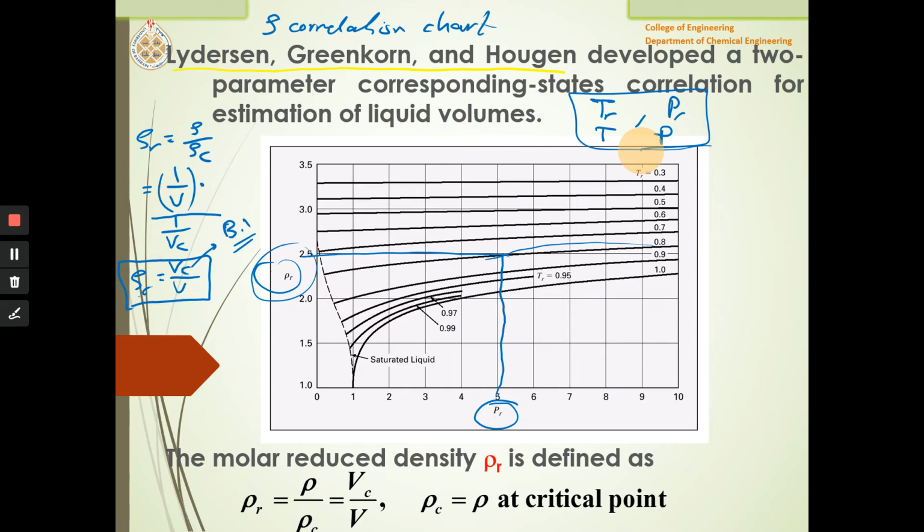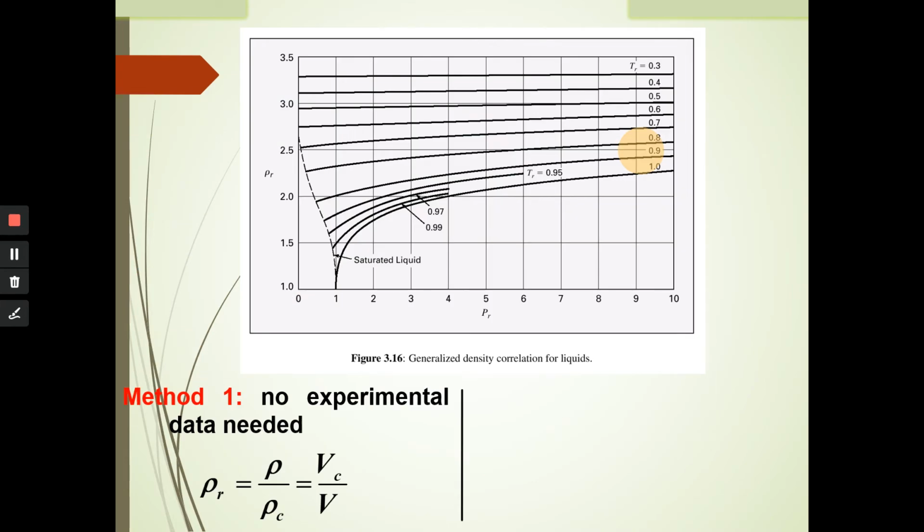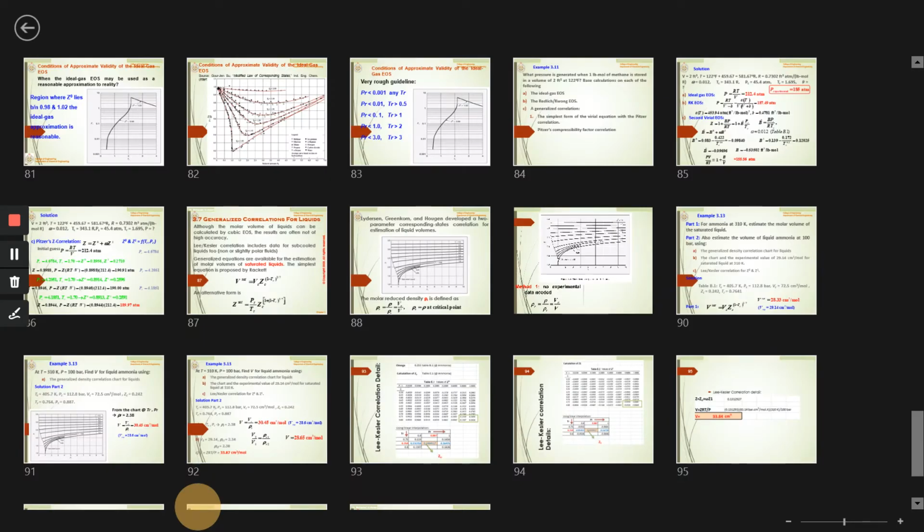On this chart, there are two methods for it. One method is the method I mentioned. Another method will give maybe more accurate result, and I will tell you this. Method number one, if no experimental data were given, then the rho R value that you will get from the chart, you will have to substitute it in.